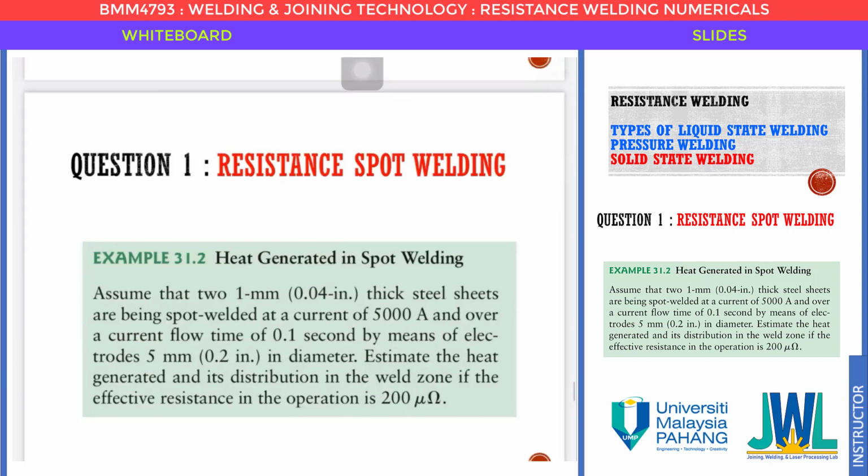So assume that two 1 millimeter thick steel sheets are being spot welded at a current of 5000 amperes over a current flow time of 0.1 seconds by means of electrodes which are 5 millimeter in diameter. Estimate the heat generated and its distribution in the weld zone if the effective resistance in the operation is 200 microohms. So I know the thickness of the sheet, the total current, the current flowing time, and the electrode diameter. So estimate the heat generated and its distribution. So we are required to find two things.